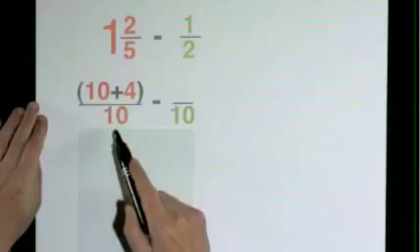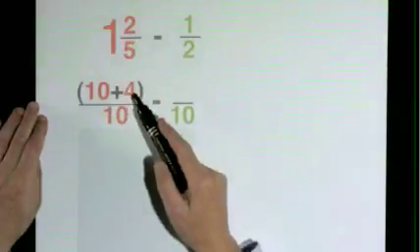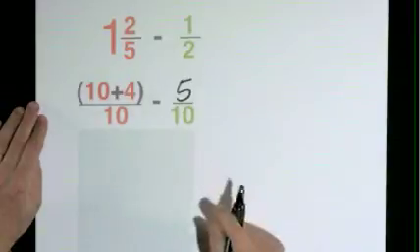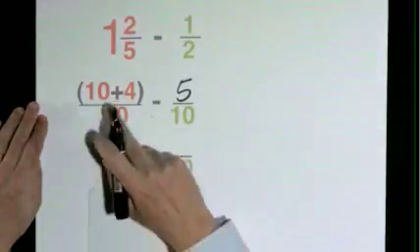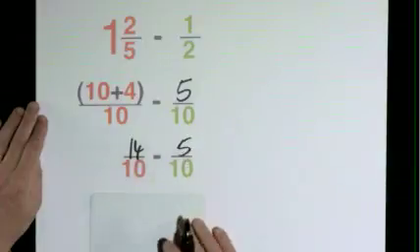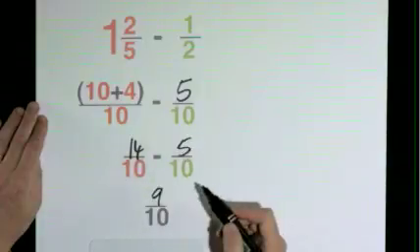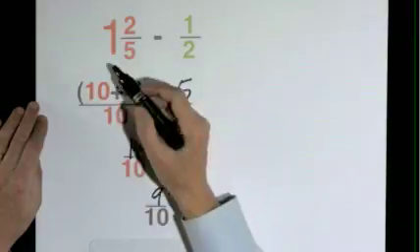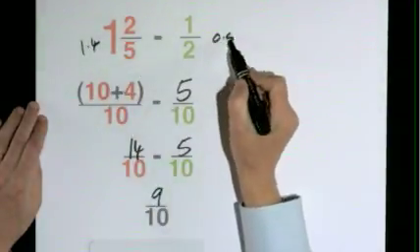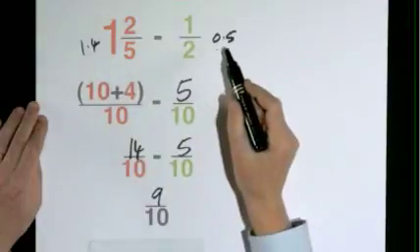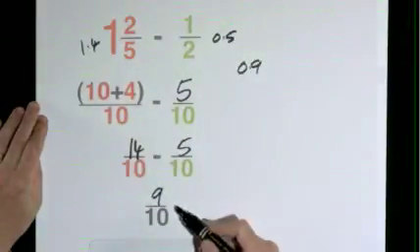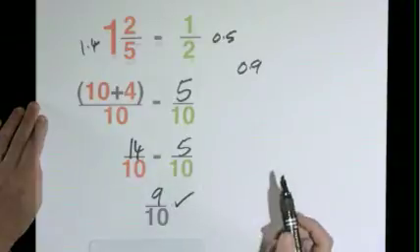So 1 is 10/10, 2/5 is 4/10, and a half is 5/10. So we have 14/10, take away 5/10, which is 9/10. Check with the decimal. 1 2/5 is 1.4. A half is 0.5. 1.4 take away 0.5 is 0.9, which is the decimal for 9/10.